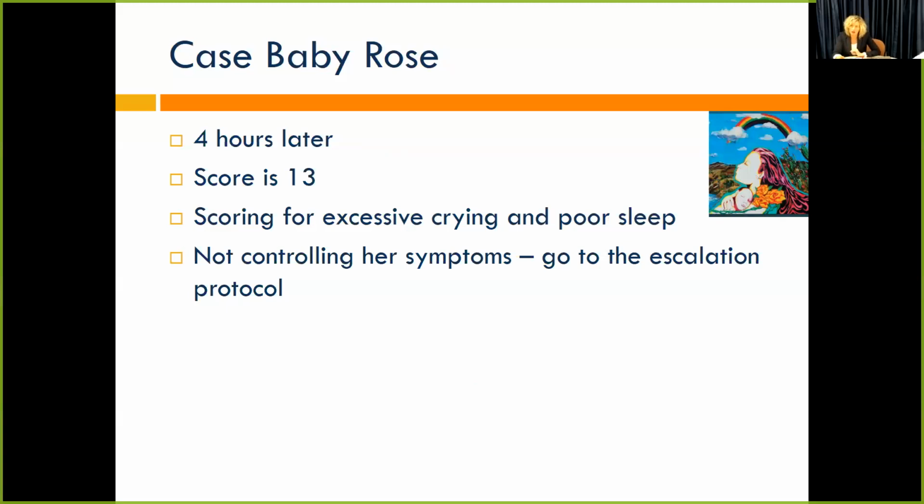Again, she's scoring for crying, and she didn't sleep this whole time since we gave her that first dose of medication. So clearly we're not controlling her symptoms. She looks almost the same as when we first saw her. She's maybe a little bit less jittery, slightly more calm, but she's crying and difficult to console. So let's take a look at what we do in the escalation protocol at this point.